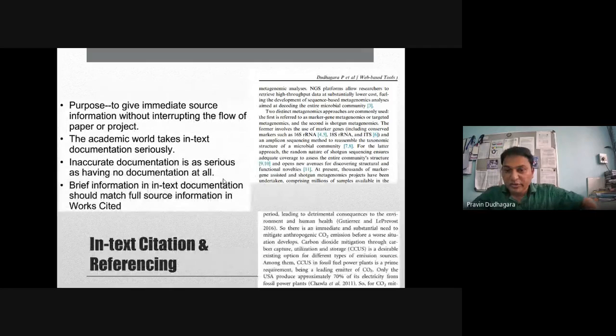Okay, purpose of in-text citation as well as referencing. What is the purpose of in-text citation and referencing? Referencing means nothing but the list of references you put at the last chapter of your project, thesis or paper. In-text citation is generally carried out by two methods: numerical method and non-numerical method.